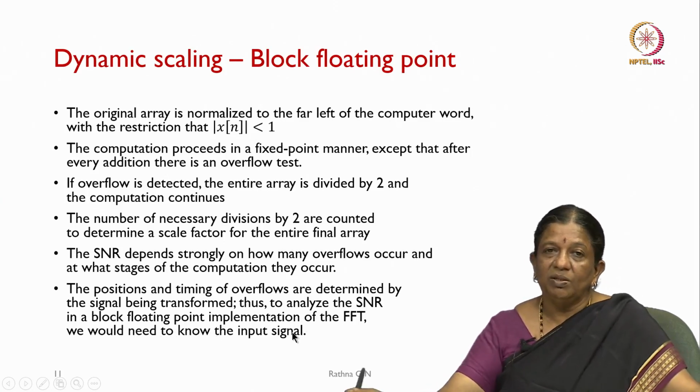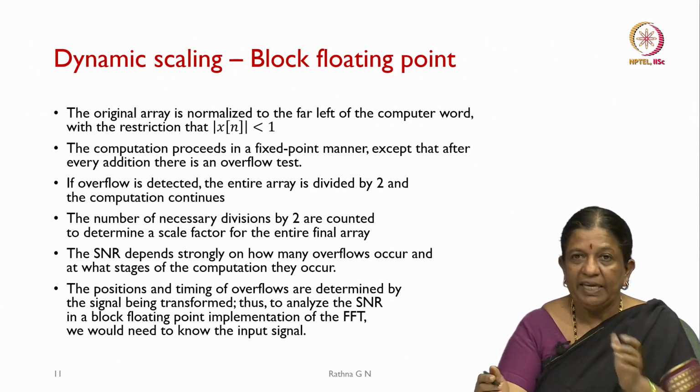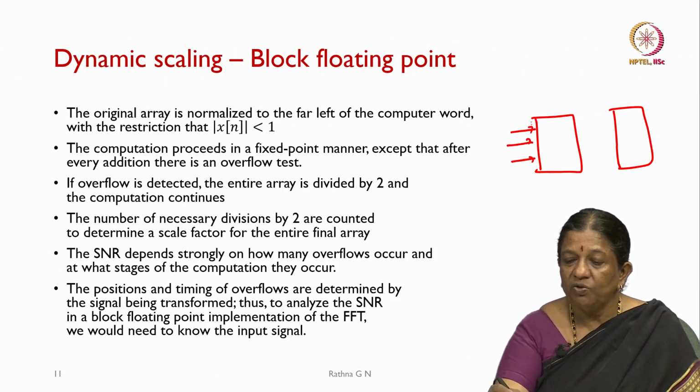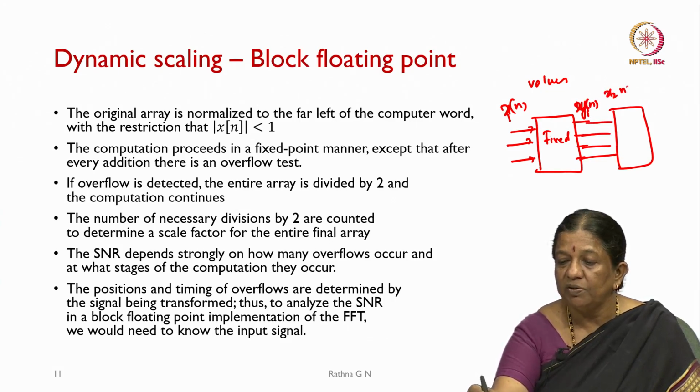So, we call it block floating point because we have different stages, and we know for each stage what input is required. So, we will scale this input x of n for the first stage, or I can call it x1 of n, and keep those values here. Do this in fixed point mode operation. Then when we are coming out of it, we take these values and scale back. So, we will call it y1 of n, which goes as input to the next stage, which we call x2 of n.